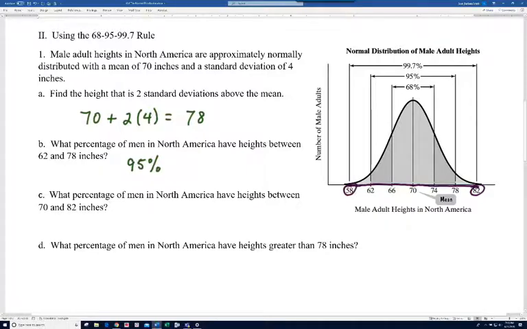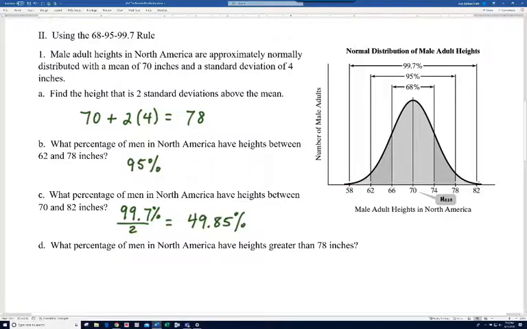So if we take 99.7% of the data which is in there, that tells us if we take half of that, that's what's going to be in here from 70 to 82. So divide by 2 and you get 49.85%. All right, so again, let me clean up my mess here. And let's look at the next problem here.